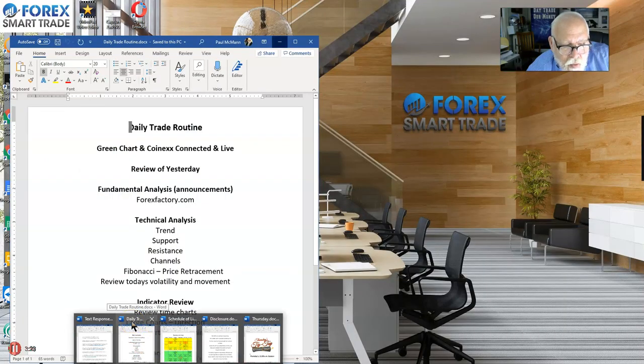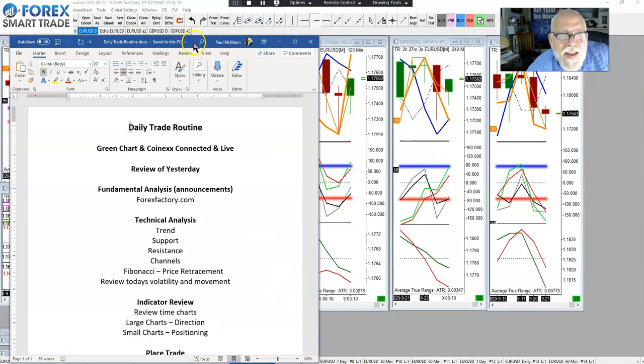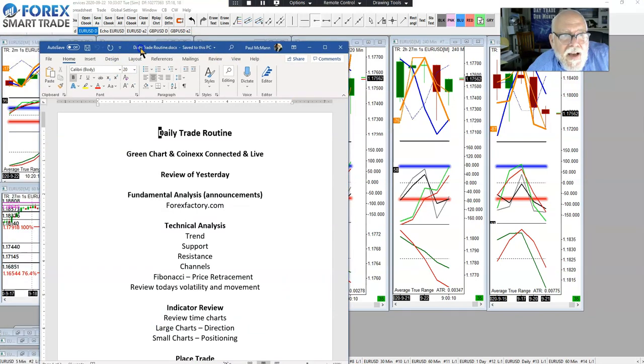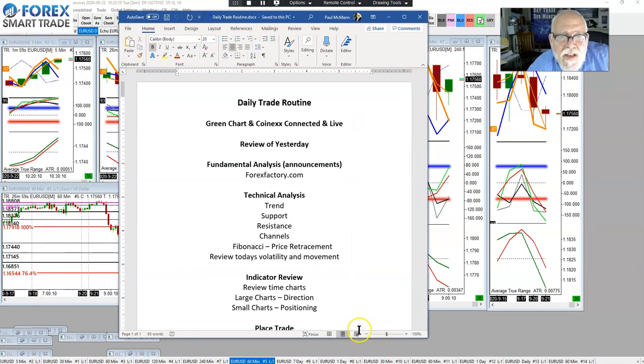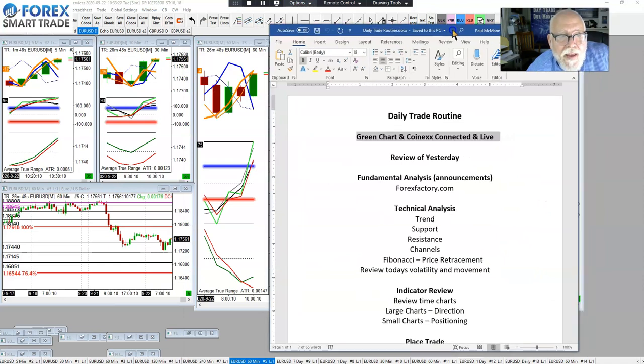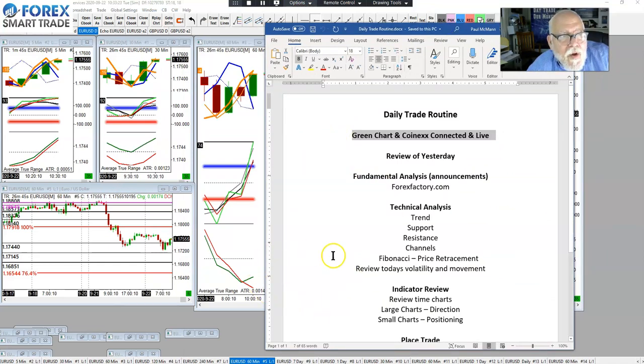I start with my daily trade routine. It's sort of like a little pilot's checklist. I make sure every day that I start that the chart is live and connected. The reason being is that sometimes I will pull back and look back on things, and when I do, sometimes I'll forget to leave them there. So I know I'm connected to the internet because we're green here. And I know the chart is live because it's green down in the little box here.